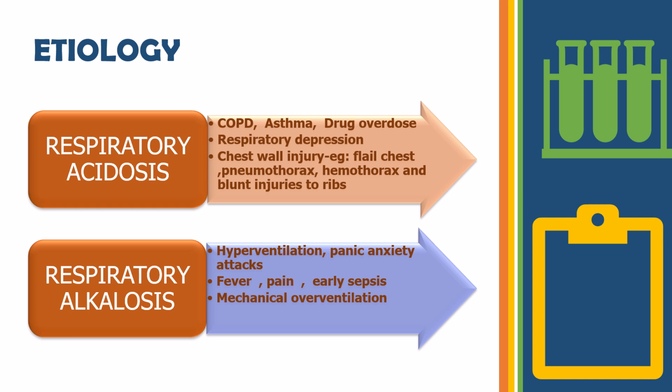Etiology. What are the conditions that can bring your CO2 down, or that lead to retention of CO2? COPD, asthma, drug overdose, respiratory depression, chest wall injury, that is your flail chest. What do you mean by flail chest? It is a severe chest injury where multiple ribs are broken, making the chest wall unstable. At the same time, you also have pneumothorax, which is air in the pleural space, and hemothorax, which means blood in the pleural space, and also blunt injuries to the ribs.